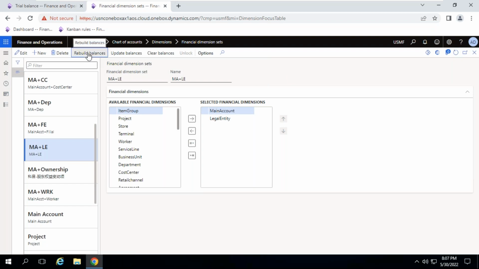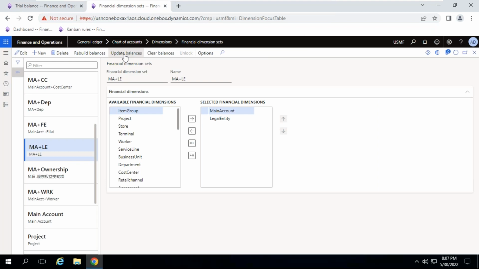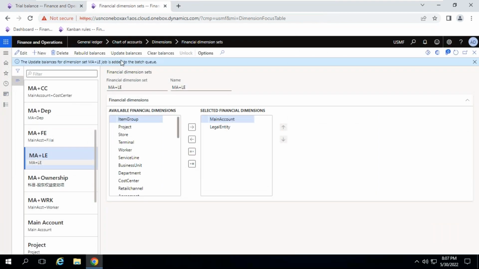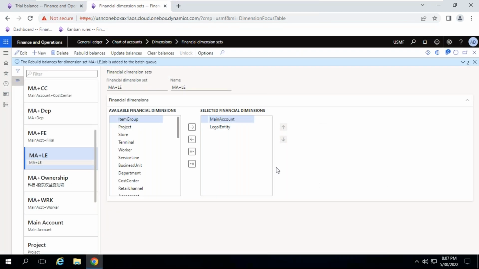Now you can click on rebuild balances. First update balances and rebuild balances. I'm clicking on update balances and rebuild balances. Okay, so it is updating in the batch job. Just give me 1 minute. I'll be back in 1 minute, please.